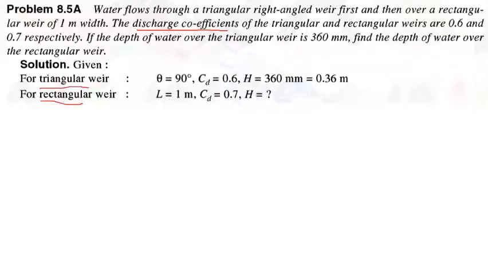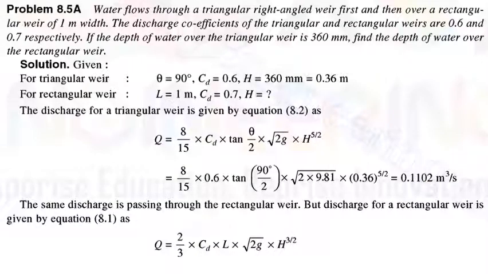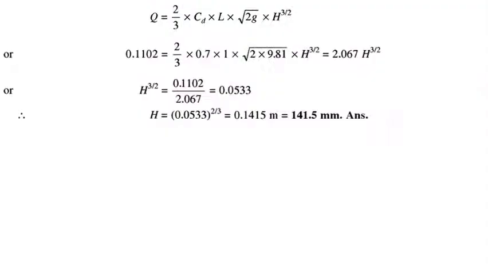So these quantities are given. First we have to find out the discharge through the triangular weir, which is 0.1102 meter cube per second. Then we have the same discharge passing over the rectangular weir. So substituting all the other quantities except capital H, we have capital H is equal to 141.5 mm.